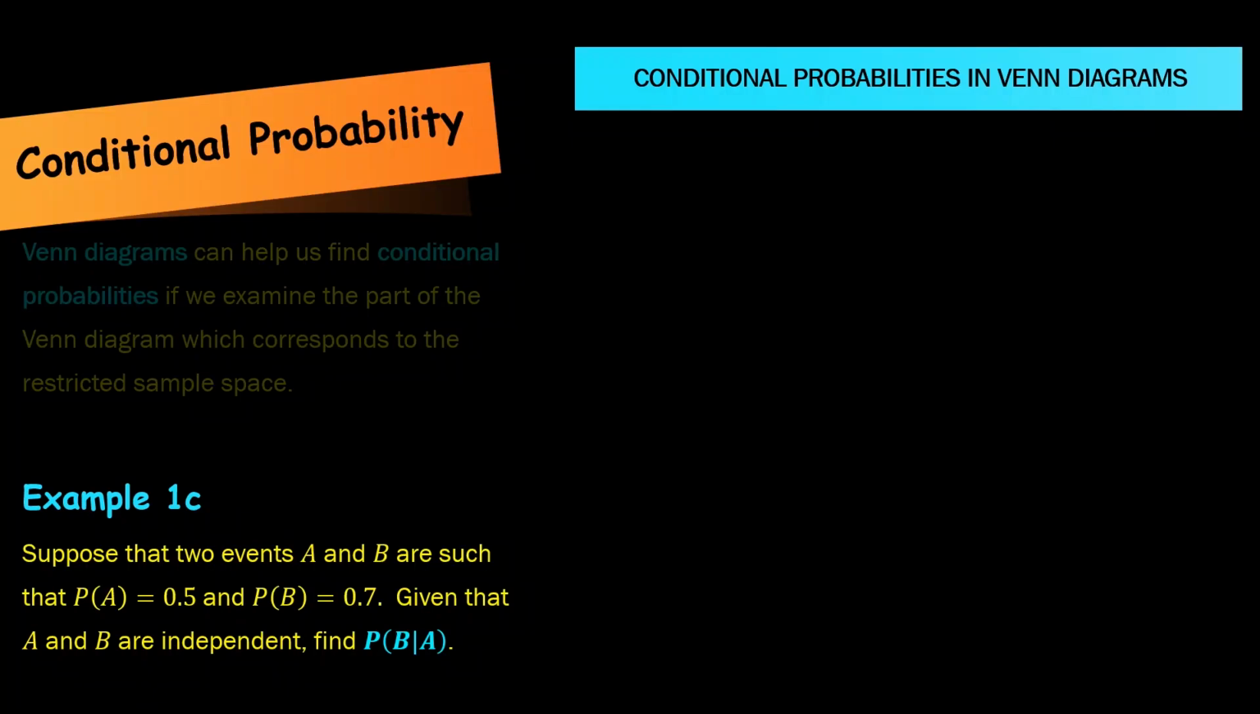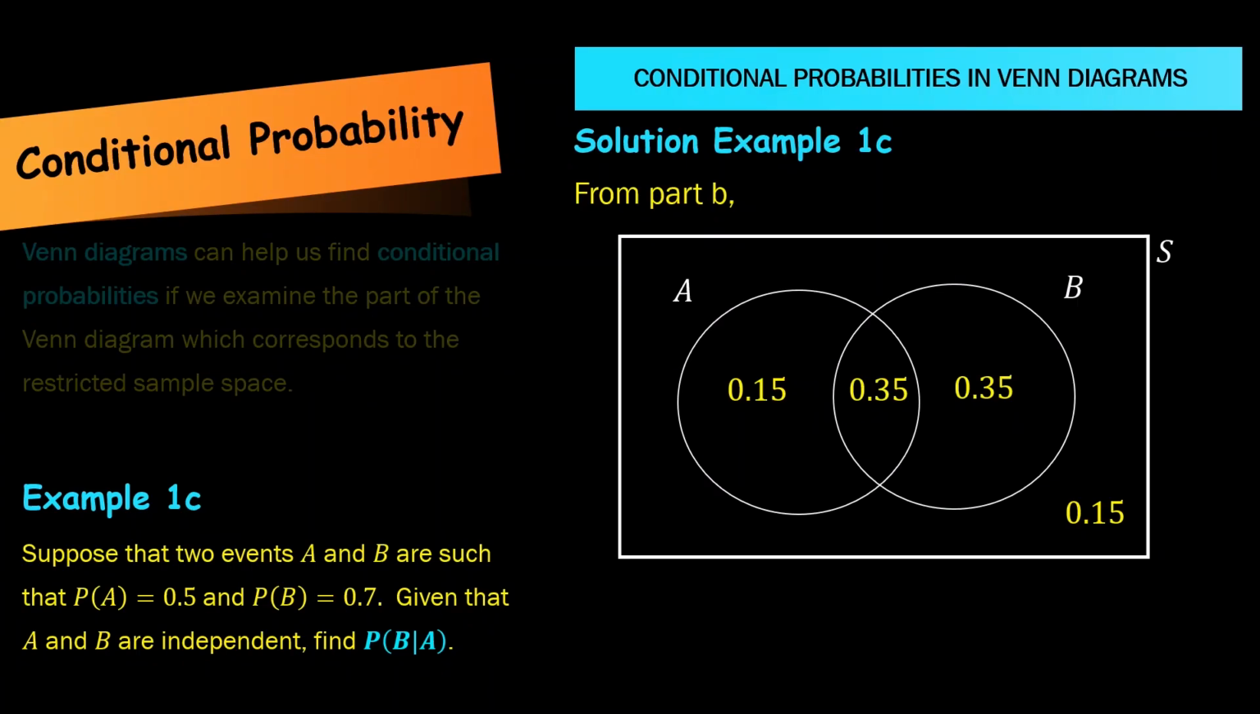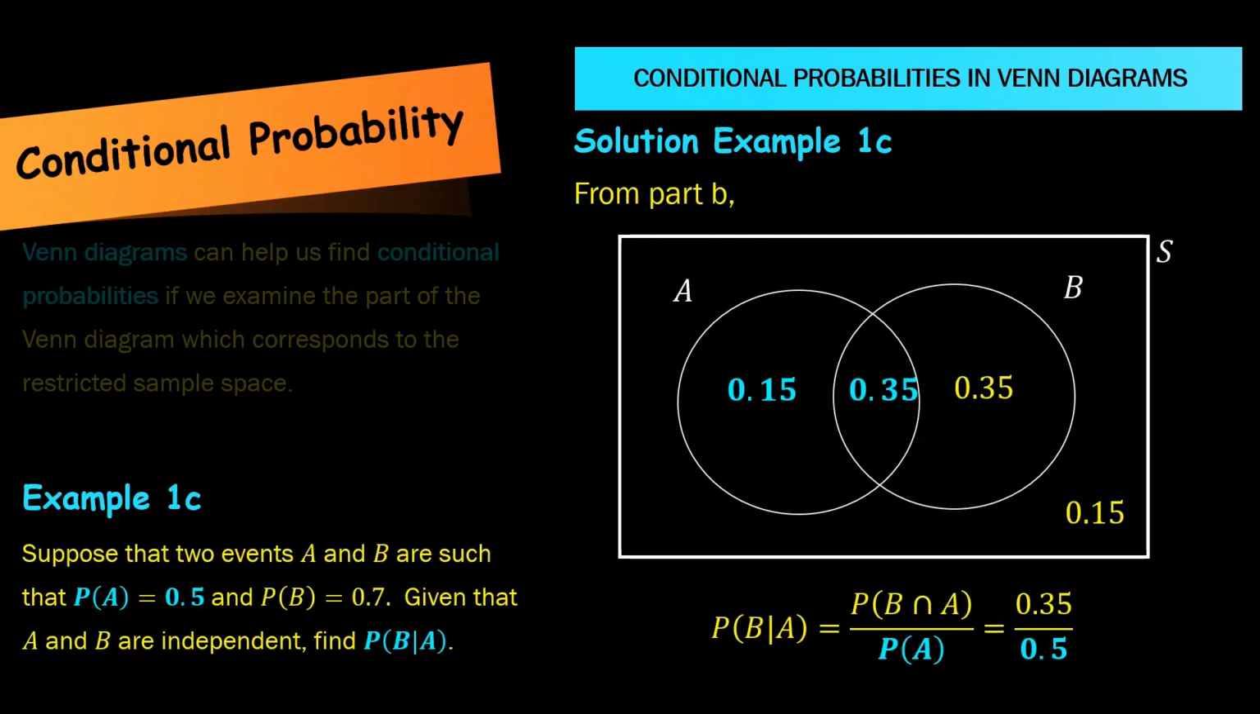And now for part C, we are required to find probability of B given that A has already occurred. So let's solve this. Now from part B, we have this sample space with these probabilities. The formula for the probability of B given that A has already occurred is probability of B intersect A divided by probability of A. And this equals 0.35 divided by 0.5, which equals 0.7.